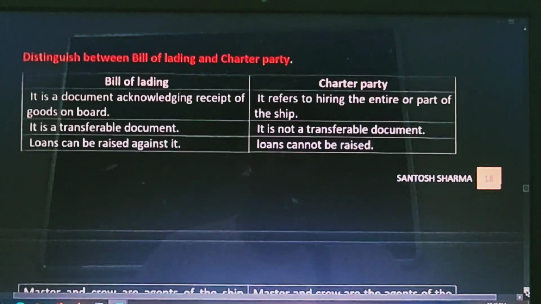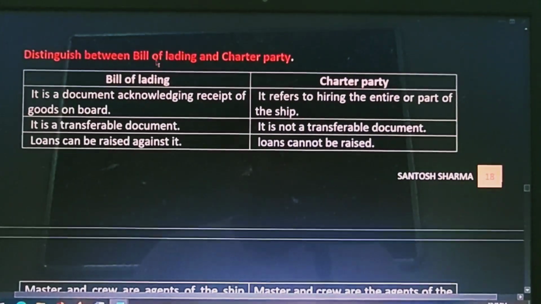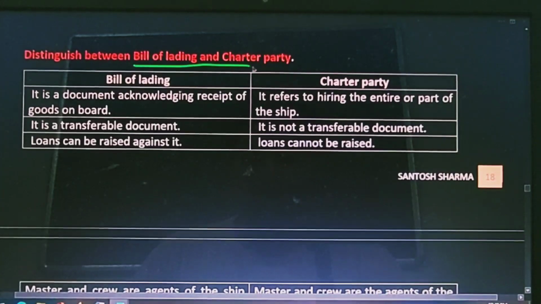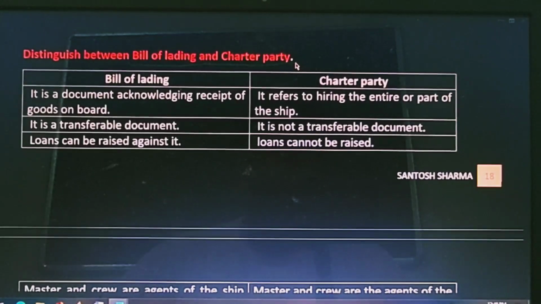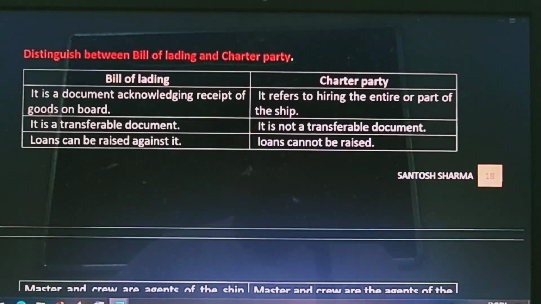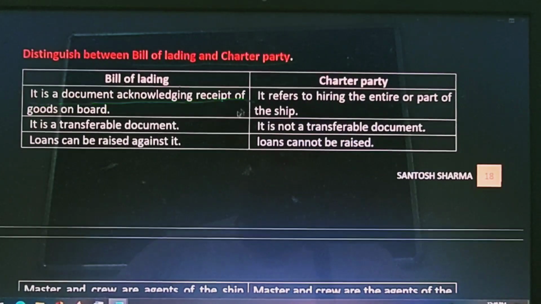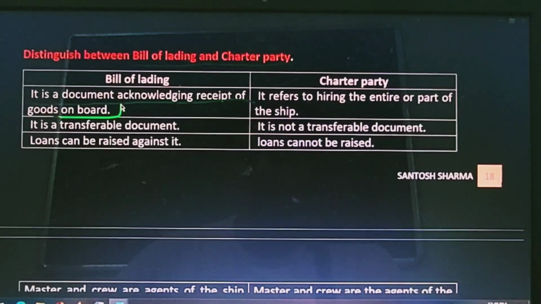Let's move on to the next very important question. What is the difference between bill of lading and charter party? It is a very important question, and you should not go to the exam without reading it. Let's see the definition of bill of lading and charter party, which is the first difference. Now it is a document acknowledging the receipt of goods on board. On board means on the ship, that you have received the goods.